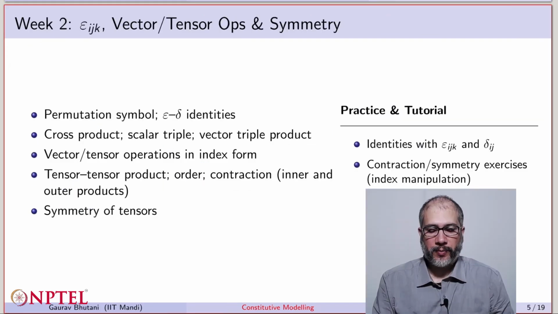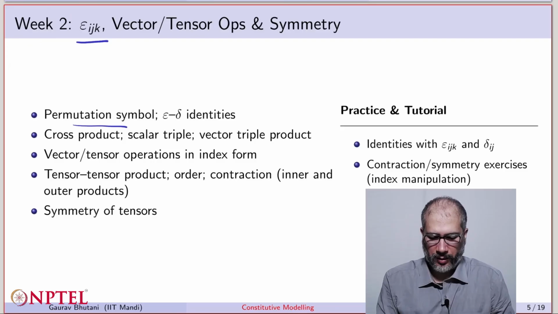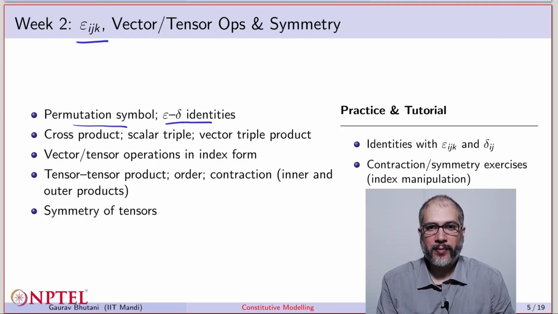In the second week, we defined the permutation symbol, that is the epsilon ijk, which helped us write the vector cross product in indicial notation. And then we defined the epsilon-delta identity, which very effectively allows us to write a product of epsilons as a product of deltas, which helps in the simplification of expressions with the use of indicial notation.